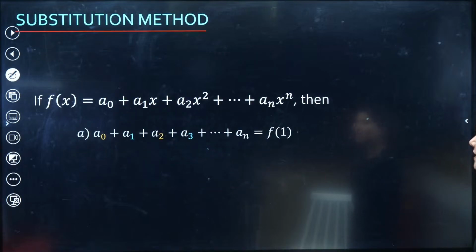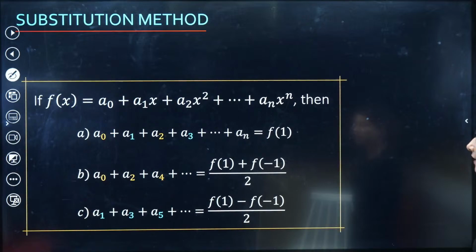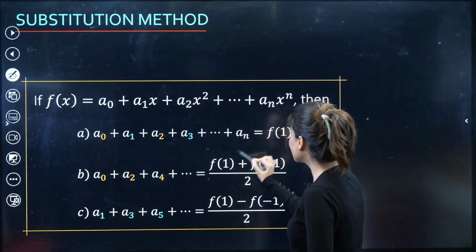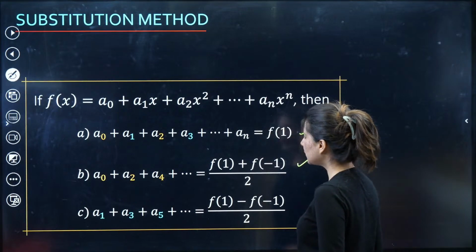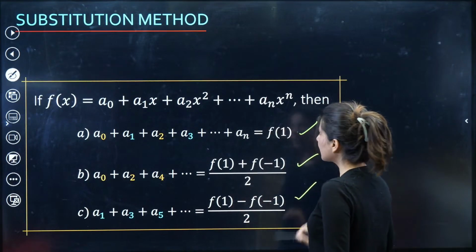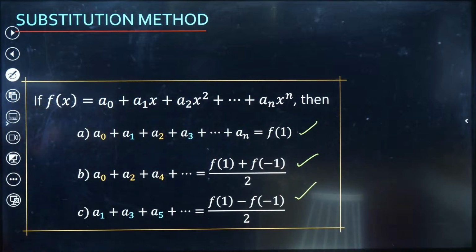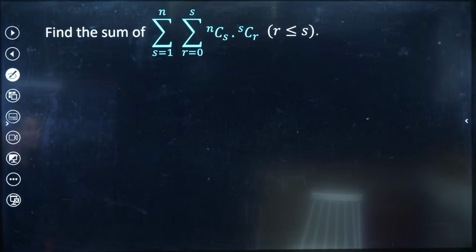So this is purely a substitution method. Okay? So f of 1, you will get the sum of all coefficients, f of 1 plus f of minus 1 by 2, and f of 1 minus f of minus 1 by 2 will give you the C part. Alright? Yes. Now double summation.